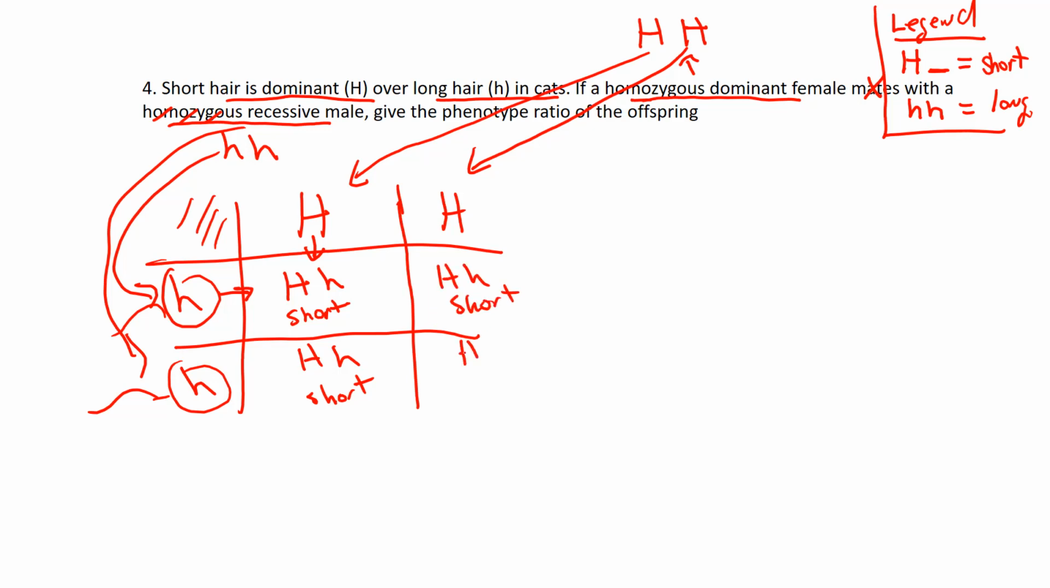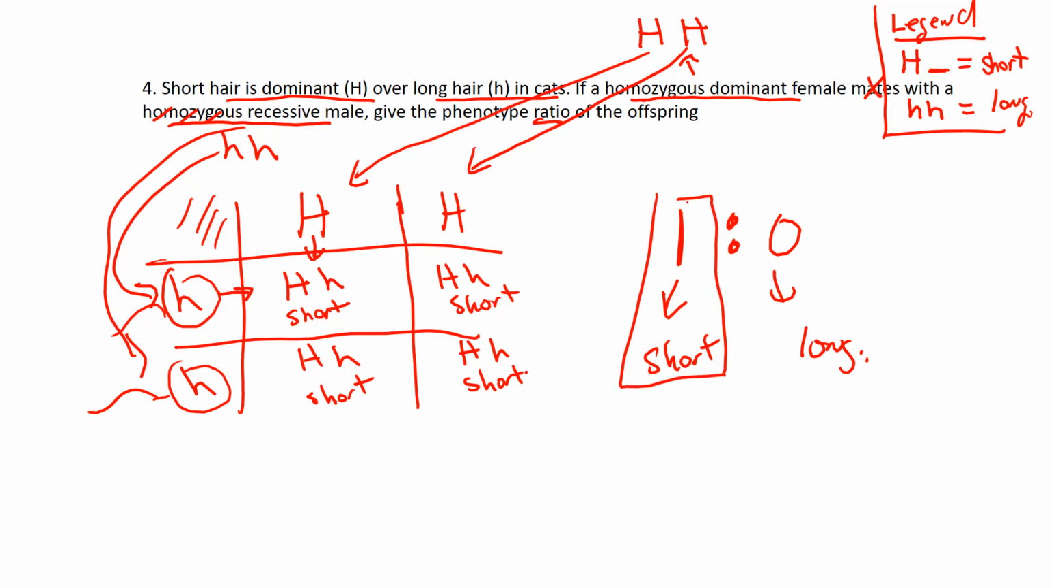And you can see 100% of them are going to be short. If you want to show this in a ratio, you're just going to say 1. Some questions will have this 0 in there. You're going to say, well, one of them or 100% of them are going to be short, and 0 of these guys are going to be long. Okay, that's one way that you can show it, but that is the ratio right there that we're after.